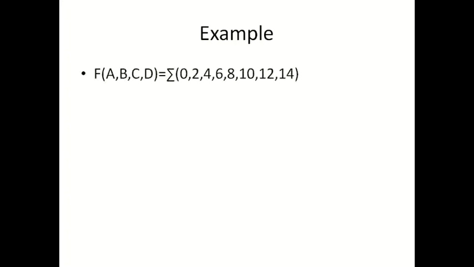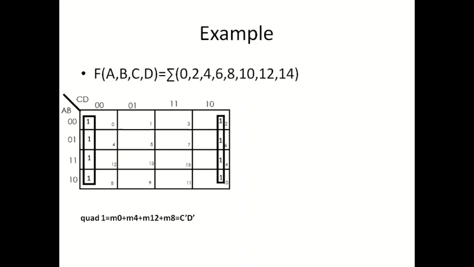I'm giving one example to you. Suppose I have a function F(A, B, C, D) equal to summation of 0, 2, 4, 6, 8, 10, 12, and 14. If one child draws a map like this and says that I am going to take 2 quads. I'm forming 2 quads here. So your quad number 1 is M0, M4, M12, M8, which is equal to C complement D complement. And your quad number 2 is M2, M6, M10, and M14, which is equal to C dot D complement. Now, if you combine these two, it is going to be C complement D complement plus C D complement.